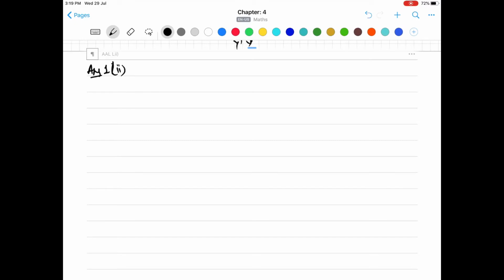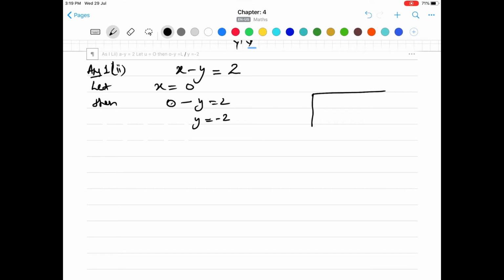Answer number 1 part 2. The equation given to us here is x minus y equals to 2. Again, let's do the same thing. Let's assume x equals to 0. Then at the place of x we'll write 0 minus y equals to 2, or y will be equals to minus 2. This is the first solution.